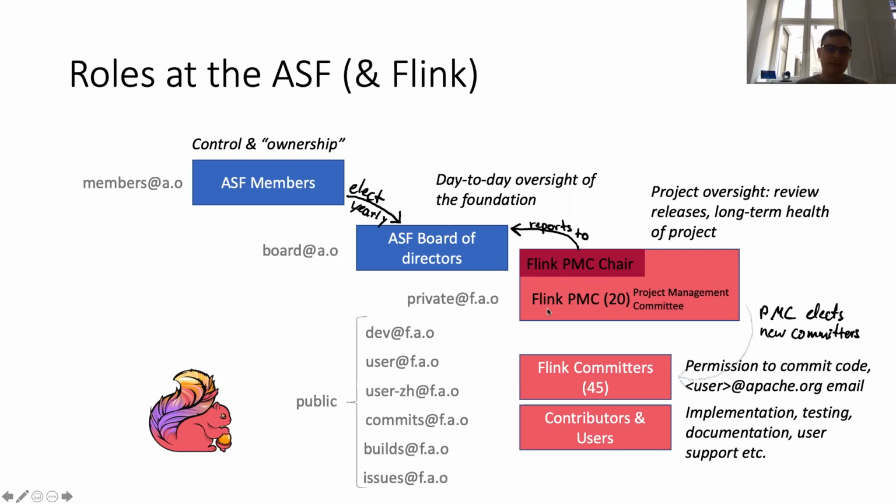The PMC has access to a mailing list called the private list, which is used to discuss things like promoting a contributor to a committer, or it's used to discuss issues that we cannot discuss on the development list. Usually the private list is very infrequently used. It's a few emails a month, so there's not many things happening there.